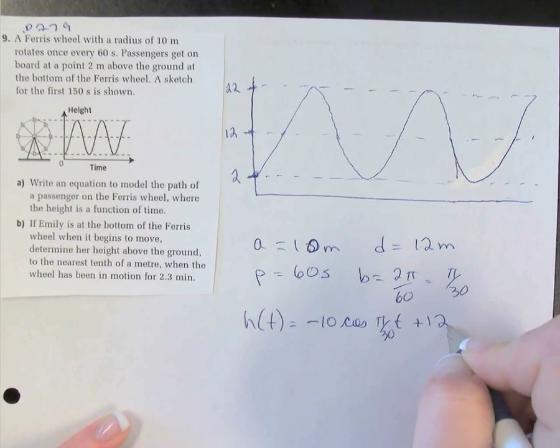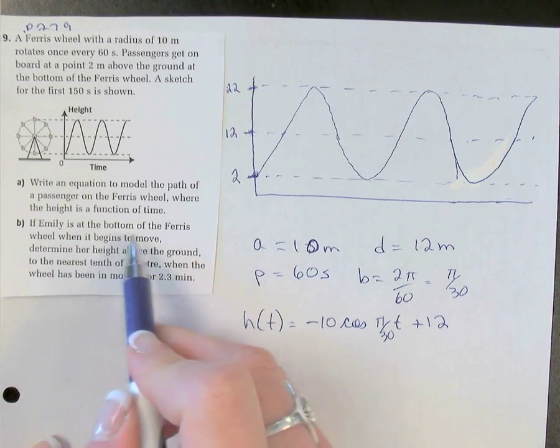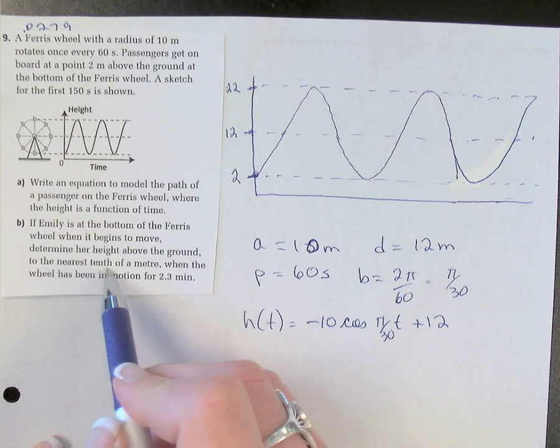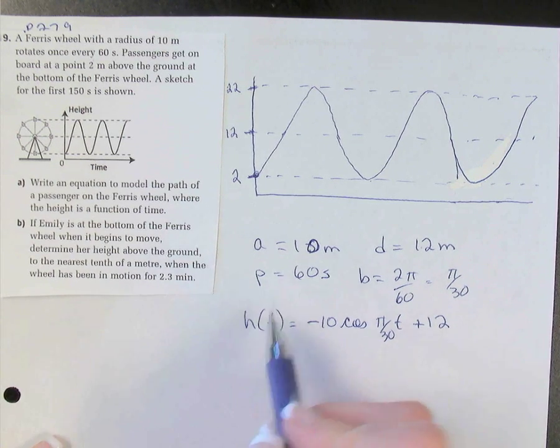Now let's look at question B. If Emily is at the bottom of the Ferris wheel when it begins to move, determine her height above the ground to the nearest tenth of a meter when the wheel has been in motion for 2.3 minutes. So we want to find the height when the time is 2.3.